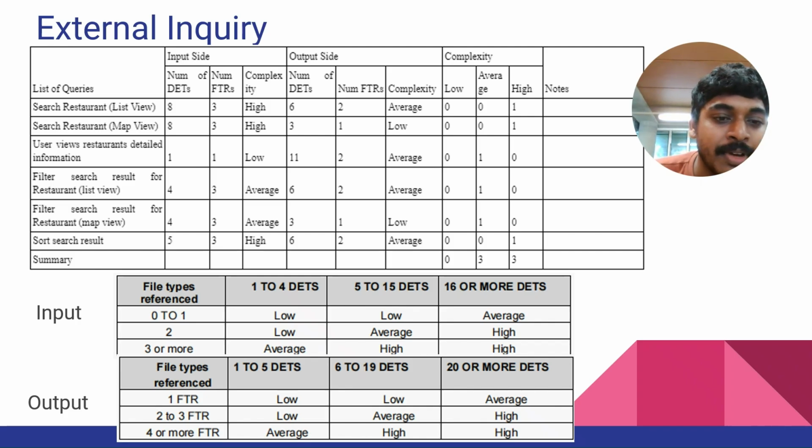So basically, whenever the user wants to search for a restaurant or filter restaurant results, etc., the user would use the fields that were present on the UI. He or she would enter all the information in those fields, and then send the data or press the filter button. Using this information, the number of FTRs or the files that were referenced and the number of logical groups that were referenced, you can use it and then determine the complexity.